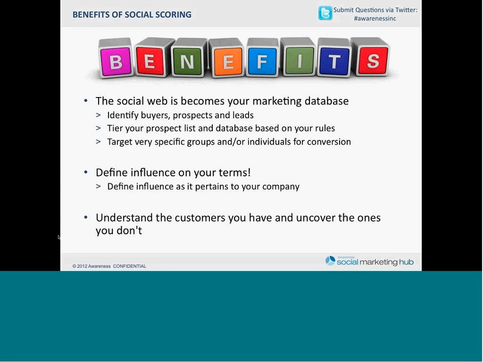But what social scoring gives you the ability to do is to find influence on your own terms. So in my business, I can define who influencers are. I can go in and identify who the right people are that I should be talking to. The last thing is it gives you the opportunity to better understand the customers you have and uncover the ones that you don't across a very wide social web.